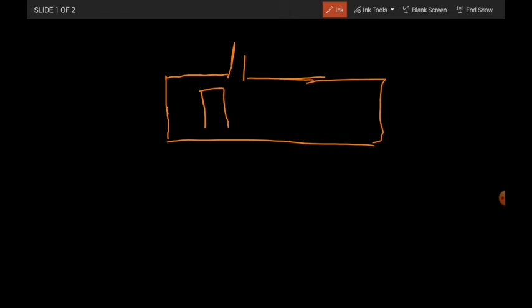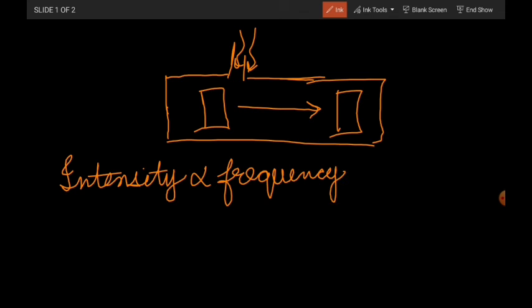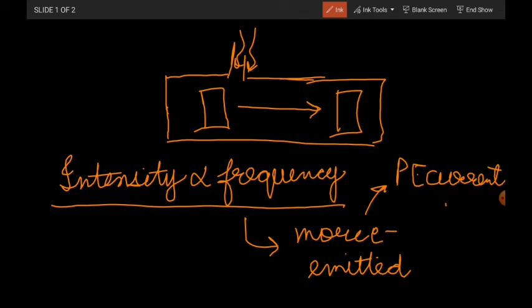This was the cathode part and this was the anode part. When the radiations were falling on it, the electrons were emitted and moved on to the other plate, which we already know. Now when we talk about intensity, it is directly proportional to frequency. If you are increasing the intensity of light, it means the frequency of the incident light is also increasing, so more electrons are emitted. As more electrons are emitted, the photoelectric current is also increasing with time.